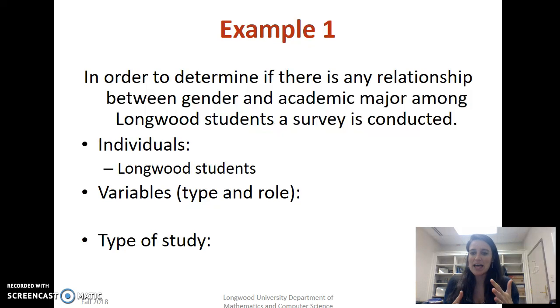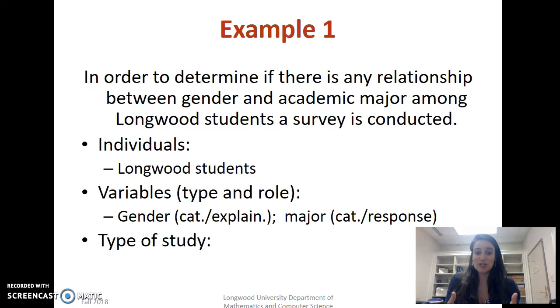But which one is explanatory and which one is response? So we could say that we're trying to determine if gender explains one's choice in academic major. So the gender would be the explanatory variable, and the choice of major would be the response variable. And we're conducting a survey to collect this data. This survey, we're not imposing anything on the students, we're just collecting information from them. So this type of study is an observational study.